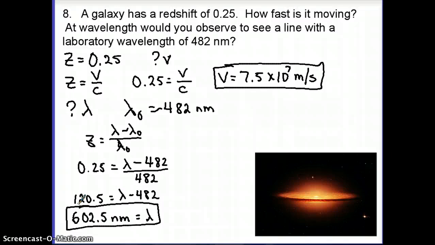Now, we can check this. This is longer than 482. And this was a redshift. We know that redshift means that the wavelength gets longer. What we observe is longer than what it should be, so something is correct. If we had mixed up lambda and lambda naught, we would have gotten something smaller, and our answer would not have made sense.